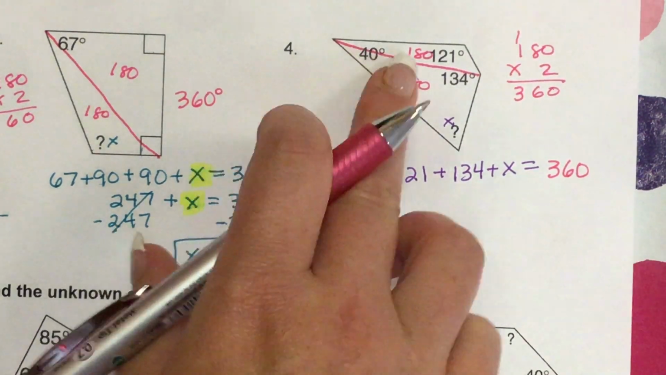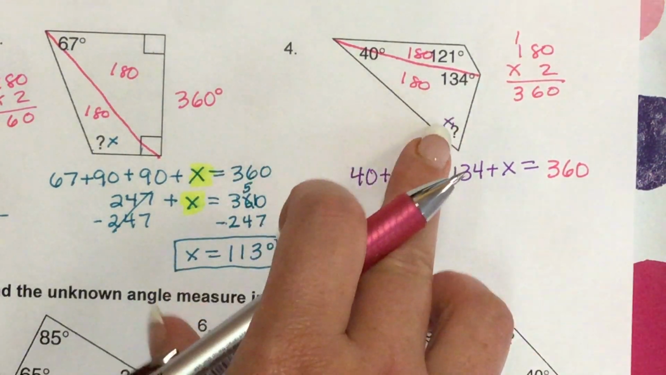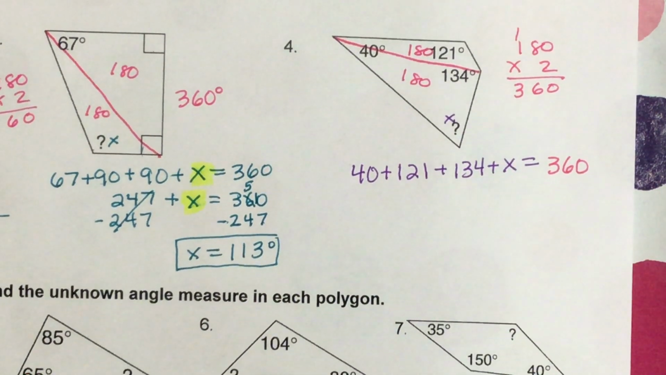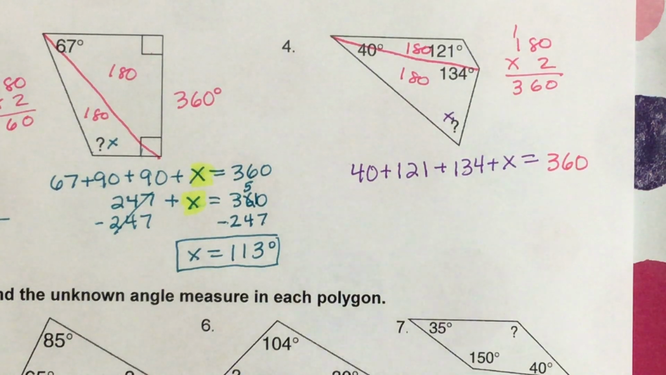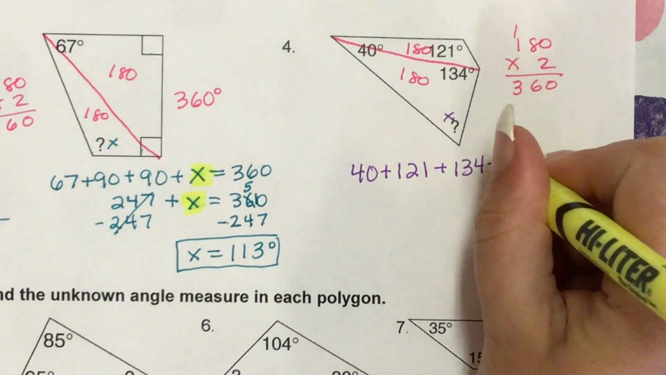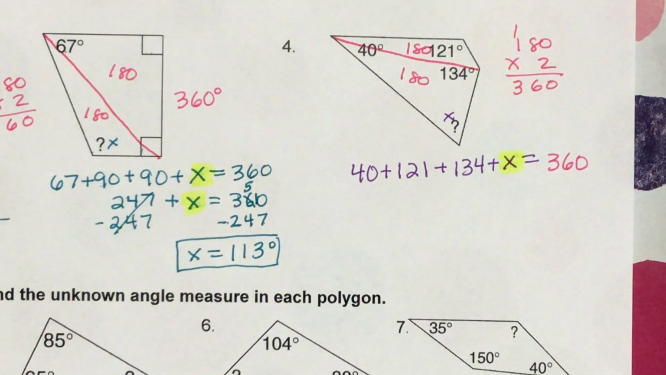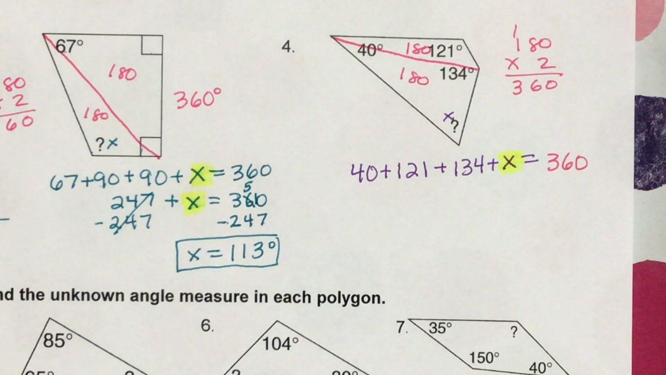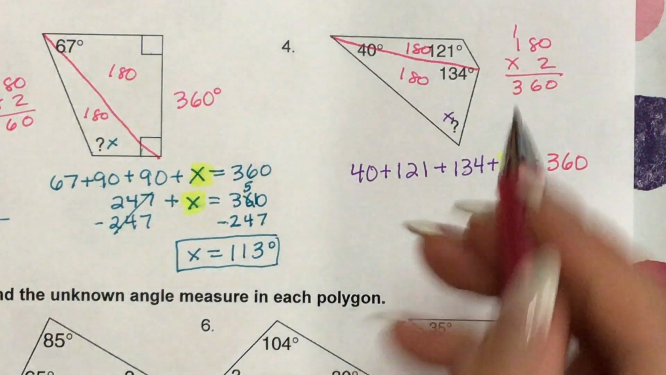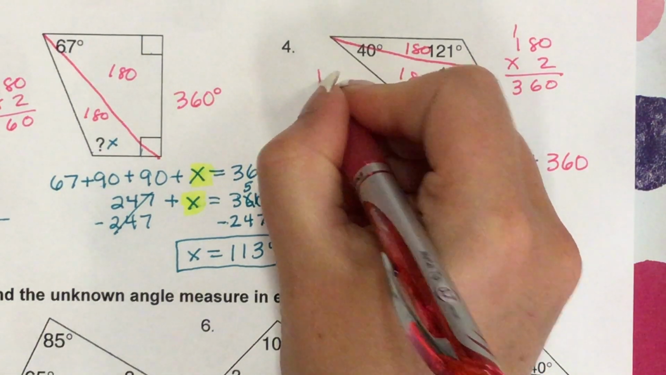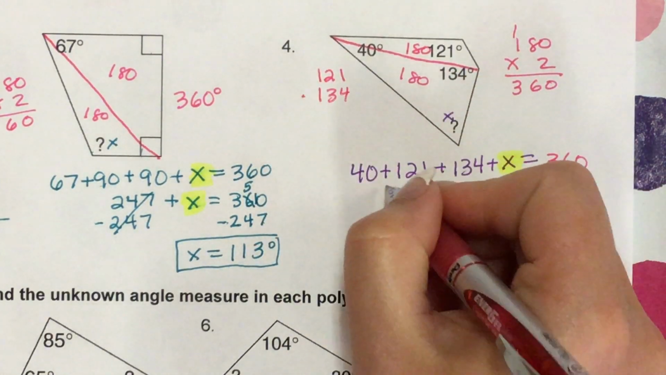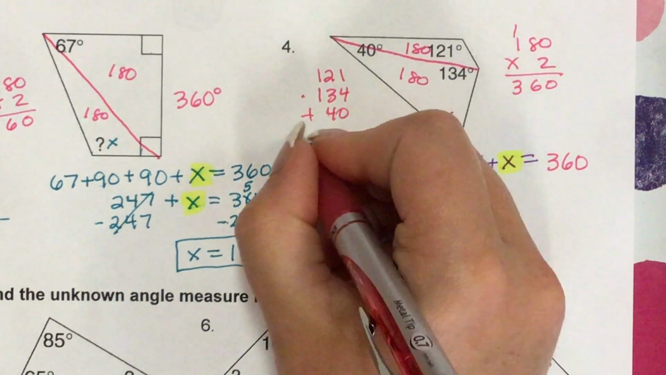So that means 40 plus 121 plus 134 plus whatever this angle is, x, is going to have to equal 360 degrees. Okay, so let's go ahead and figure this out. So I need to isolate x and figure out what x is. To do that, I have to combine like terms. I need to add up all of these numbers. So I'm going to do that right here. 121, 134, and 40. I'm going to add all these.